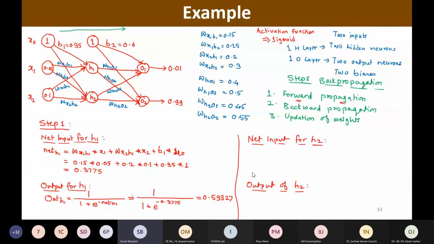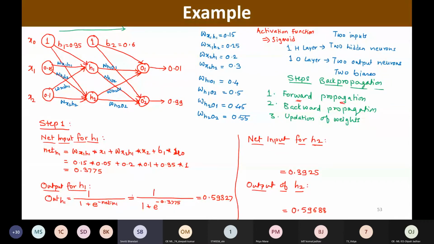Yes, ma'am. So compute now the net input for H2 and the output of H2. I'm not going into these steps now, so after computing, you please do it on your own. After computing, what we will get is the net input for H2 is 0.3925, and the output of H2 comes out to be 0.59688. So you do it on your own.